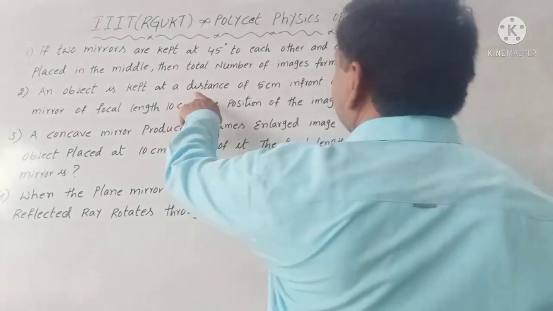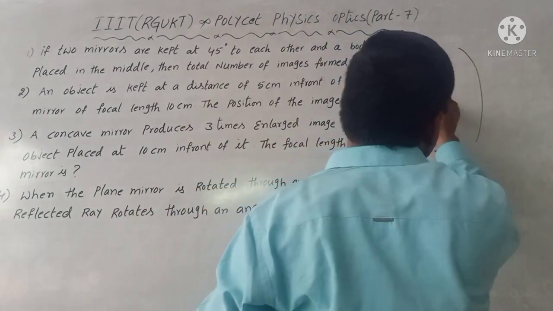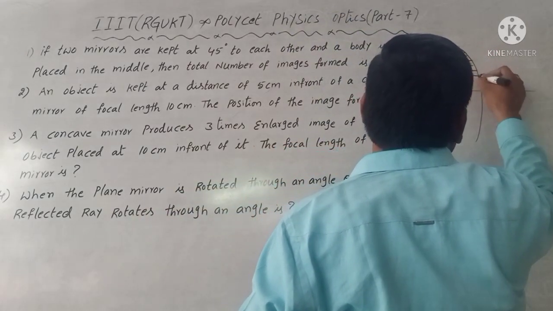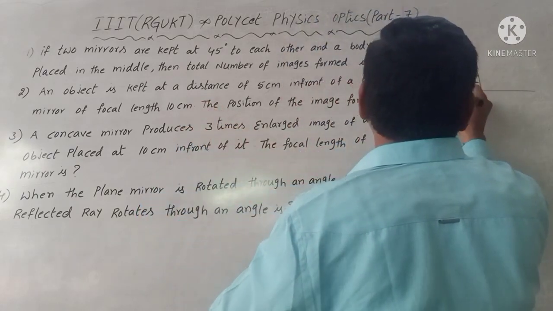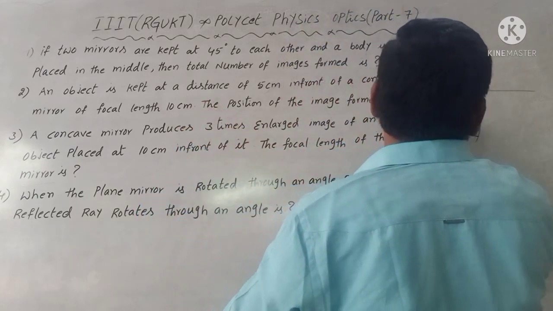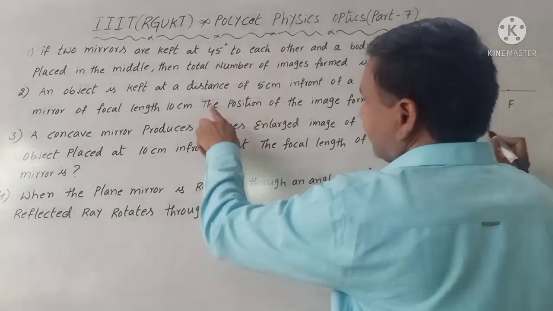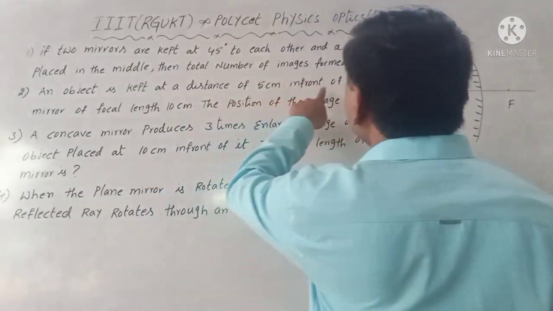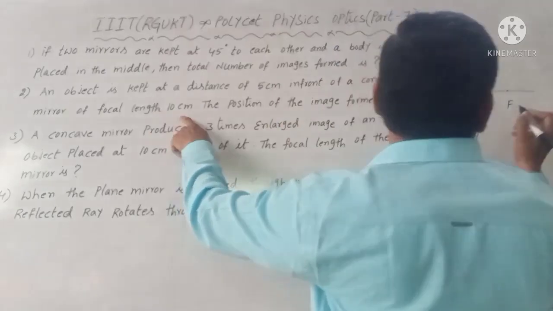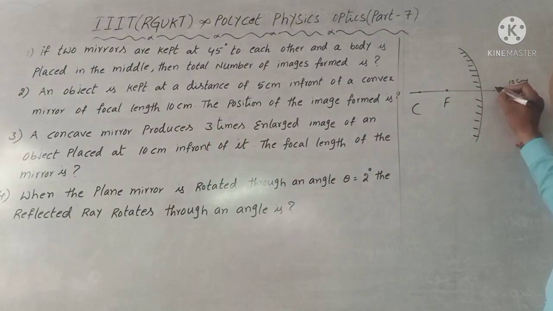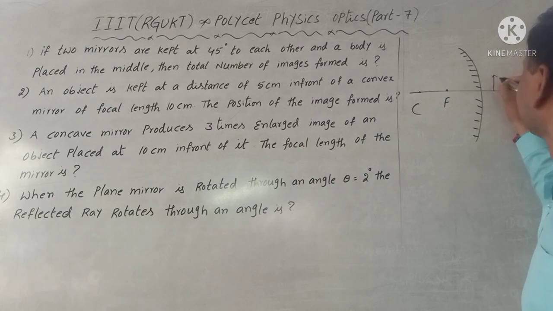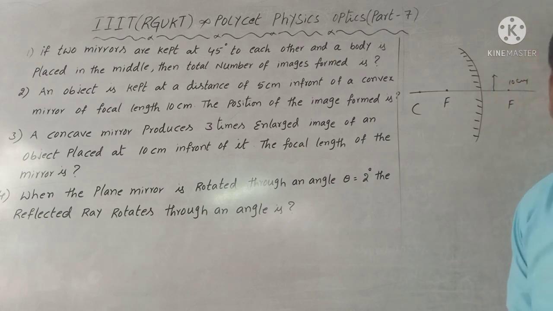What is given here: a convex mirror, focal length, focus and center of curvature. Here is the focus. What is the focus given? It is 10 centimeters. So the object is here. So where is the image formed?